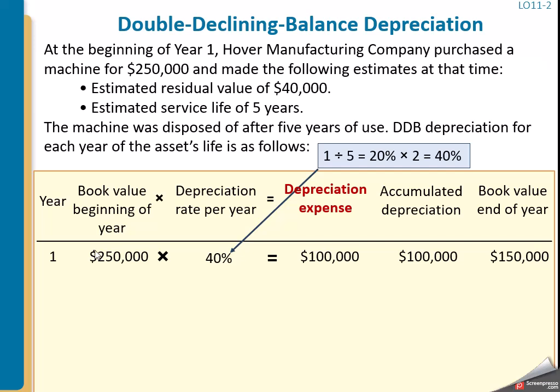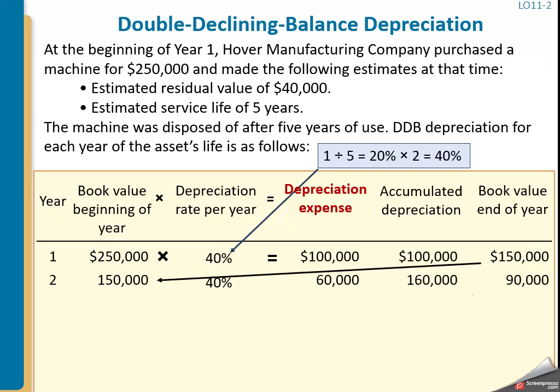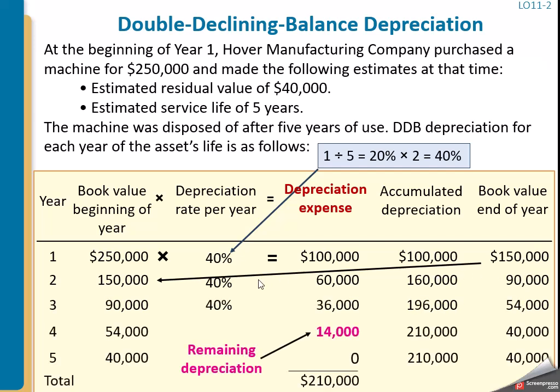Now notice you don't factor in the salvage value at the start. You go to what is the cost, take 40% of that. That's what I'm going to depreciate. That's what goes into my accumulated depreciation. And then my book value goes down to 150. Then year 2, I take 40% of that book value. So that's 60,000. So my accumulated depreciation goes up, my book value goes down. Then year 3, I do the 40% of that. I get 36,000. And then my book value goes to 54.